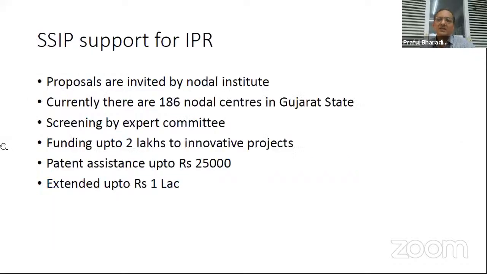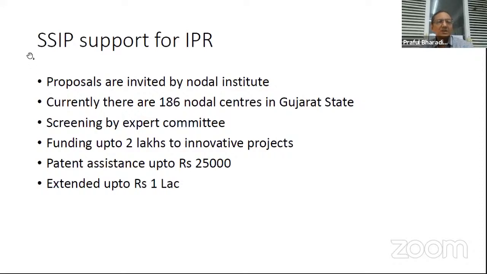Then there is another state-level support system, known as the Student Startup and Innovation Policy. Almost everybody here might be aware of this policy because it is a state policy enforced by the government of Gujarat, one of the first in India. Therefore, a lot of enthusiasm was there when it was launched in 2017. It was initially launched as a 5-year plan to see how it works, and later it may be extended.